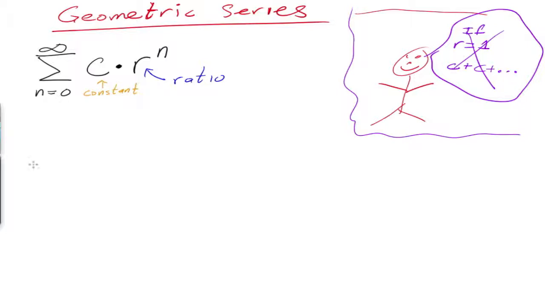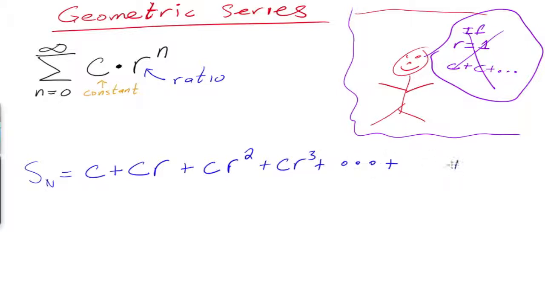If I write out the nth partial sum, what does the first term look like? C, plus the second term. Why would it be 0? Well, it starts at 0. The geometric series always starts at n equals 0. What's the next term? CR. The next one, CR squared. The next one, CR cubed. And at the very end, I have CR to the n minus 1.